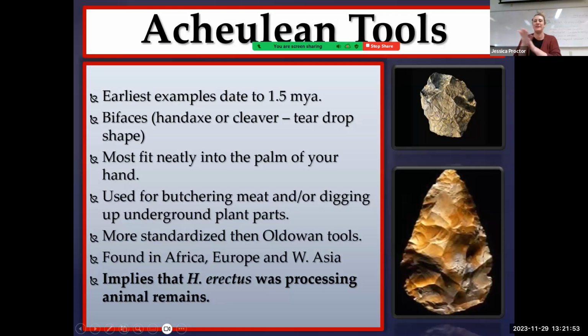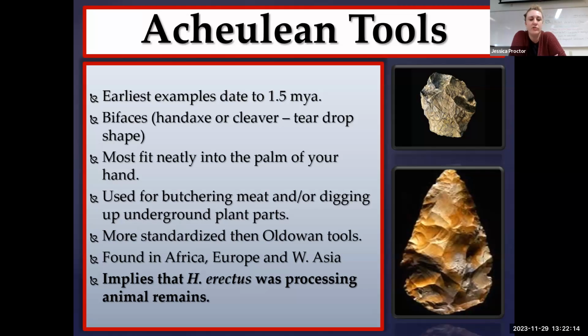Of course, I wish we were in person so I could pass these tools around, but these tools very neatly fit in the palm of your hand. And they were used for butchering meat and or digging up underground plant parts. So these tools were used to remove flesh from bone and also to dig into the ground to pull up tubers. Tubers are basically like underground potatoes.